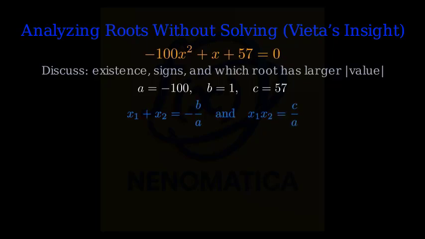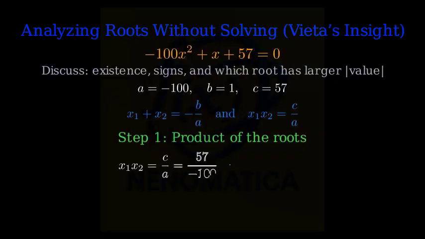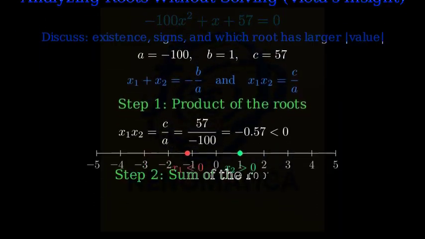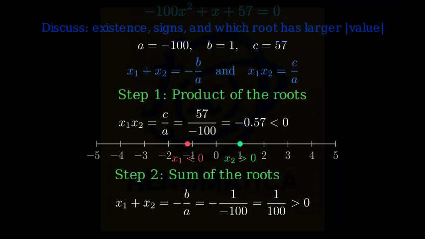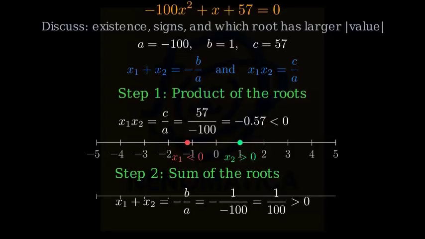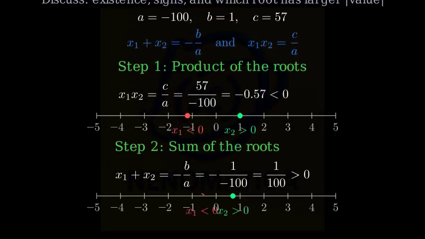Let's start with the product of the roots. We compute c over a. That is 57 divided by -100, which is -0.57. Because the product is negative, one root is positive, and the other root is negative. Now, let's analyze the sum of the roots. -b over a equals -1 over -100, which is 1 over 100, a positive number. With one positive root and one negative root, and the sum positive, the positive root must have the larger absolute value.